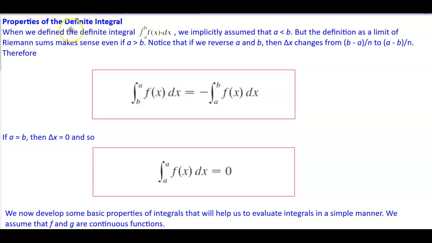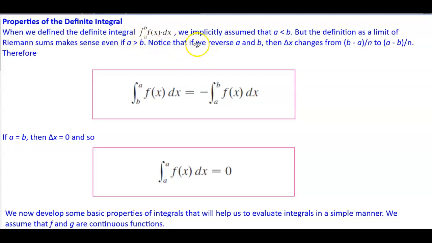Properties of the definite integral. When we define the definite integral of the function f of x dx going from a to b, we implicitly assumed that the lower limit a is less than b. But the definition as a limit of Riemann sums makes sense even if a is greater than b.